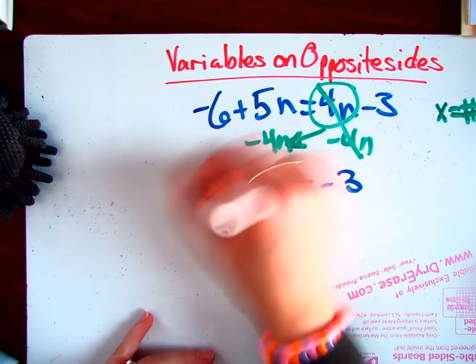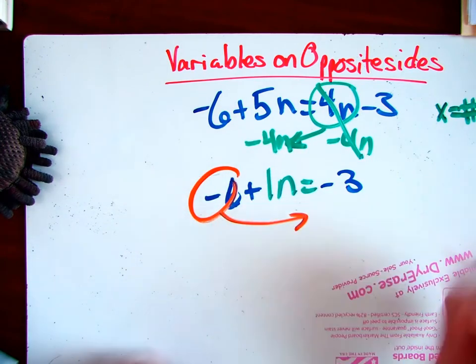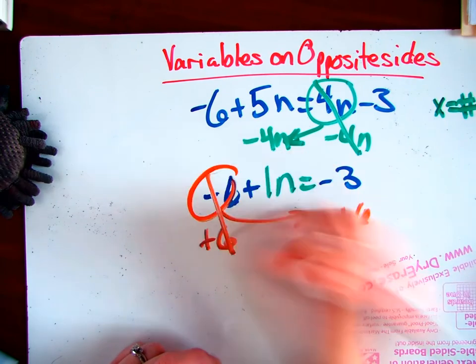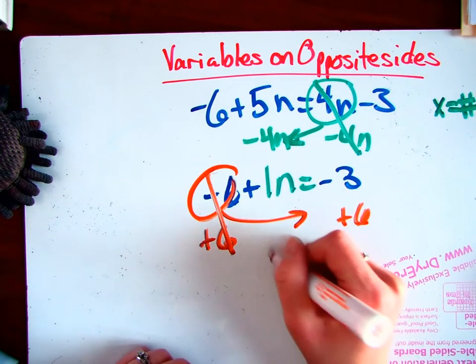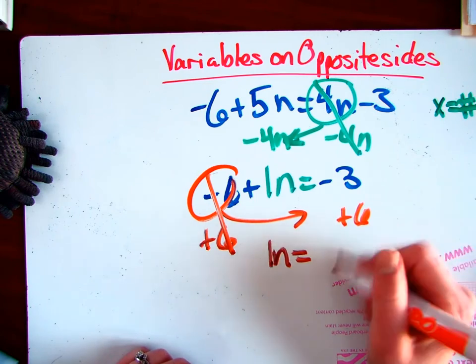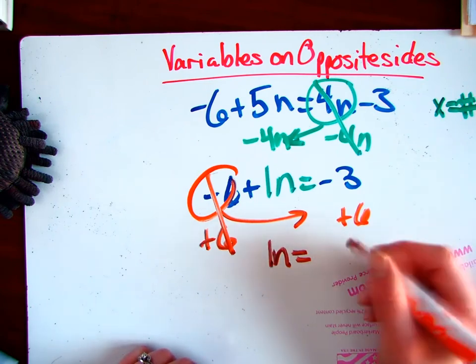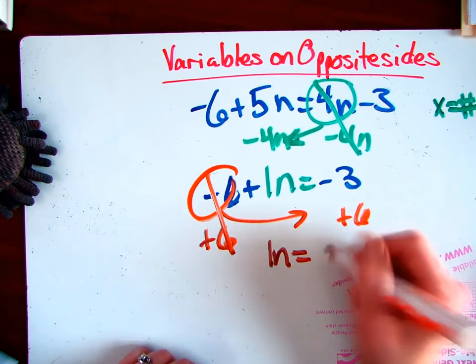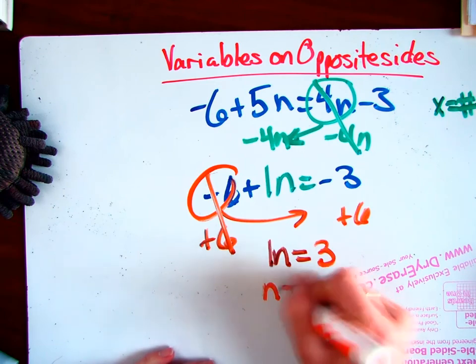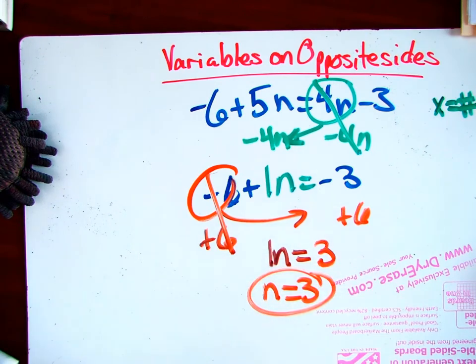And now I'm going to get rid of this negative 6 and move it to the other side. The opposite is adding. Those, remember, cross out. We got 1n by itself now, and negative 3 plus 6, my bad, is a regular 3. And to finish this one up, we could just get rid of the 1, and final answer would be n equals 3.